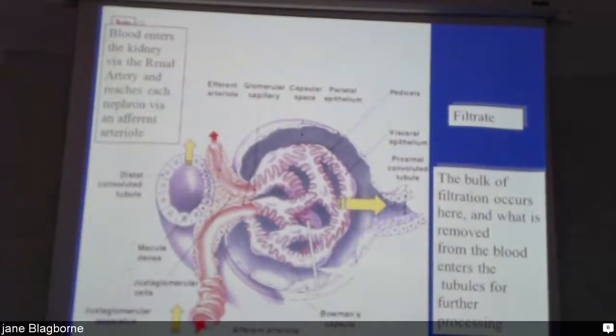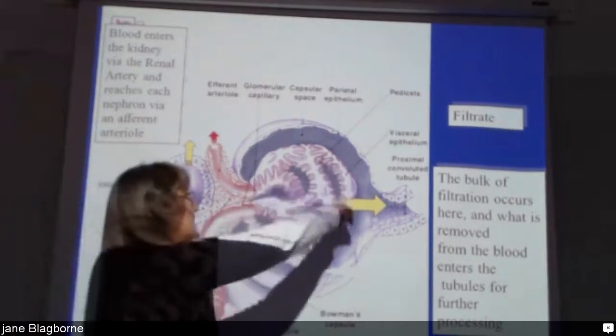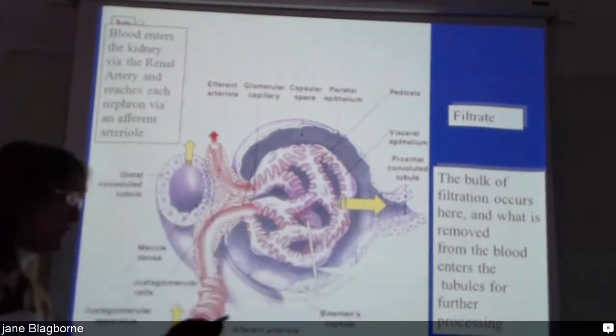So I'll just read what it says to you, because I think it's a little bit hard to see. Blood enters the kidney via the renal artery and reaches each nephron via the afferent arteriole. The bulk of filtration occurs within this capsule, and what is removed from the blood enters the tubules and is processed again. Whatever is entered here is pushed down these tubules.